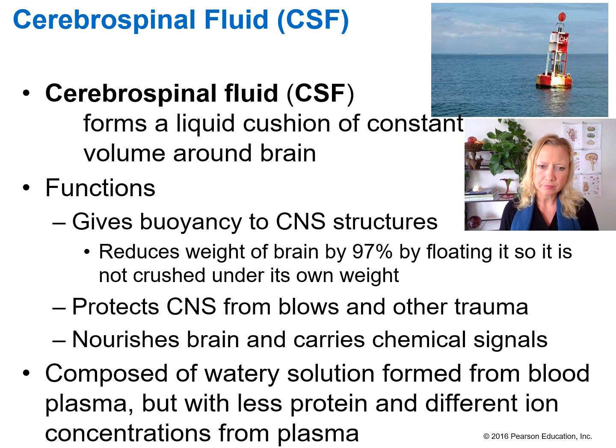Cerebral spinal fluid. Again, it's going to give us buoyancy to our central nervous system structure, so it reduces the weight of the brain by about 97% by floating it, so it's not crushed by its own weight. It protects the central nervous system from trauma, nourishes the brain. So it's a watery solution, so it's an ultrafiltrate, if you will. So I think of it a lot like lymph, but a little bit more oomph than lymph. Lymph is more carries away debris. So interstitial fluid is the good stuff, and then the lymph is kind of what carries away our debris for us.